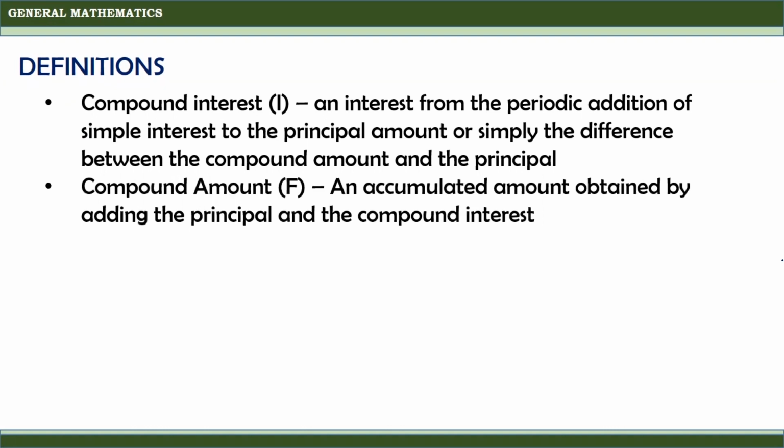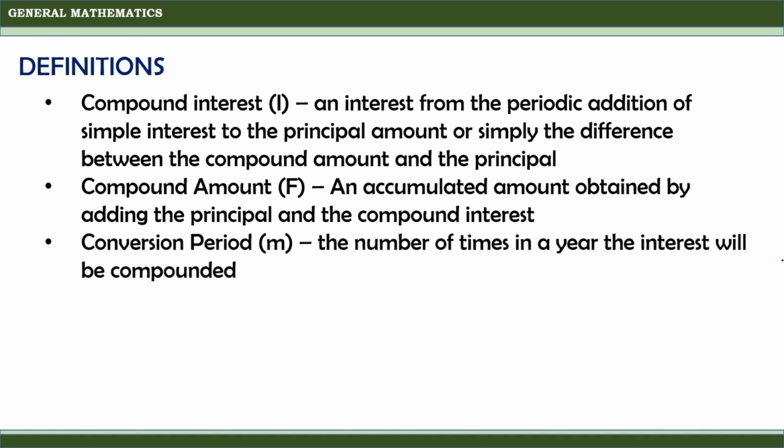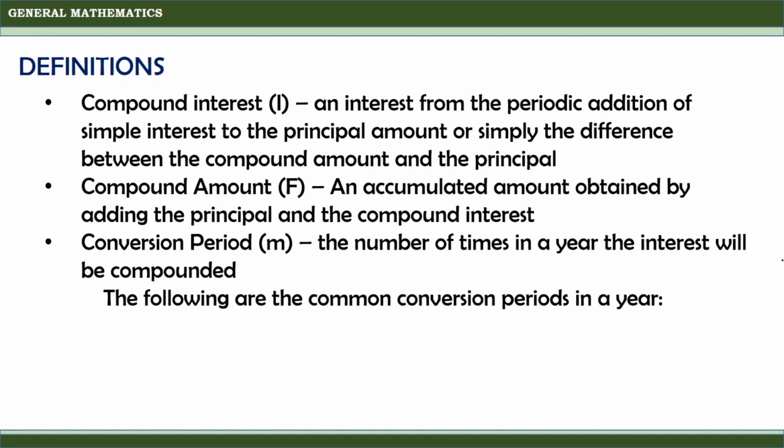Compound amount, represented by F, is an accumulated amount obtained by adding the principal and the compound interest. Conversion period, represented by M, is the number of times in a year the interest will be compounded. The following are the common conversion periods in a year. If it is annually, then M is equal to 1, meaning the interest is being compounded once a year. Semi-annually, we have M equals 2, meaning the interest is being compounded twice a year.